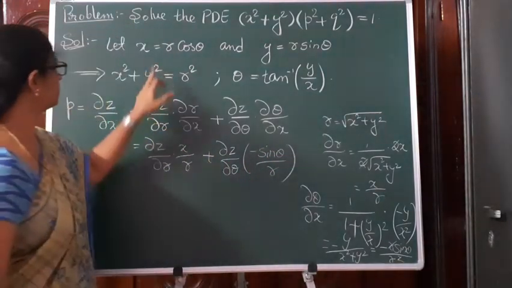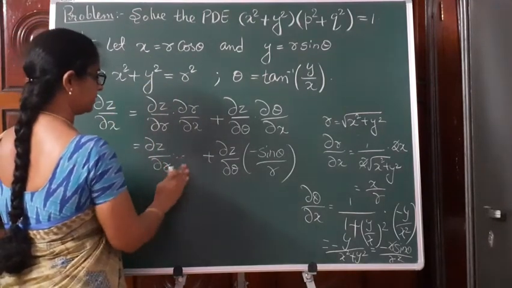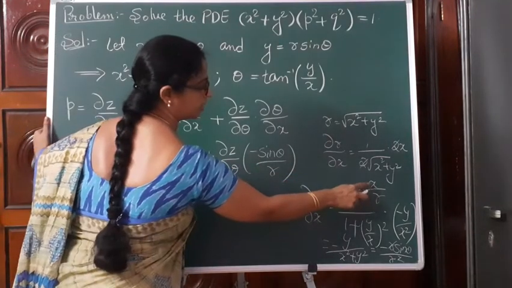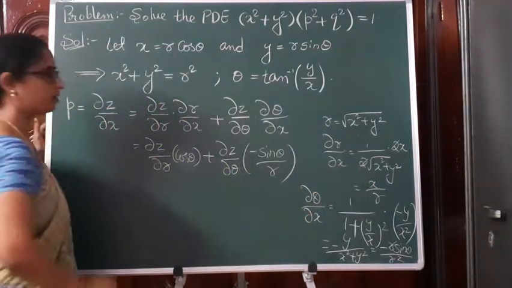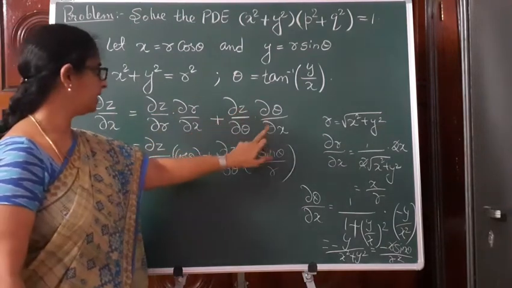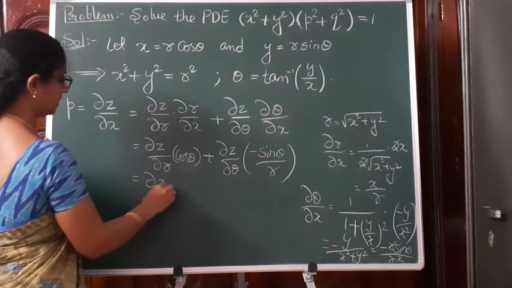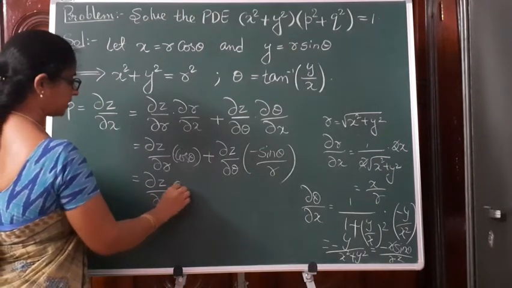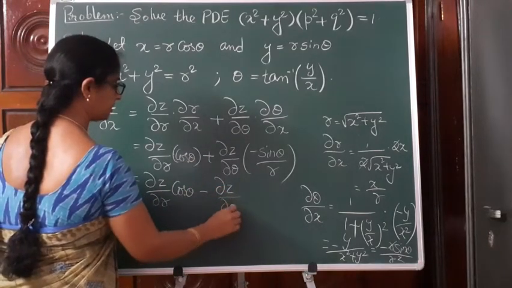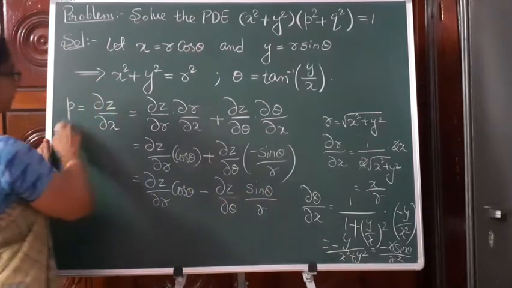Here also, in place of x we write r cos theta. Therefore, this is just cos theta. If we write x equals r cos theta, r gets cancelled and we get cos theta here. So ∂r/∂x is cos theta and ∂θ/∂x is minus sin theta by r. Therefore, this is equal to ∂z/∂r into cos theta minus ∂z/∂θ into sin theta by r. This is P, ∂z/∂x.